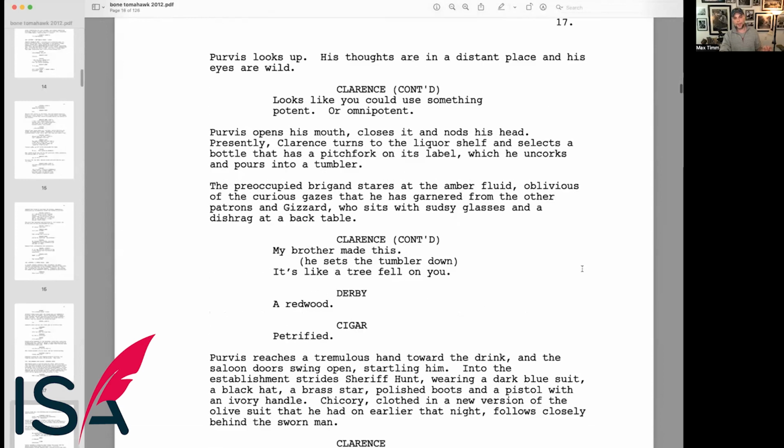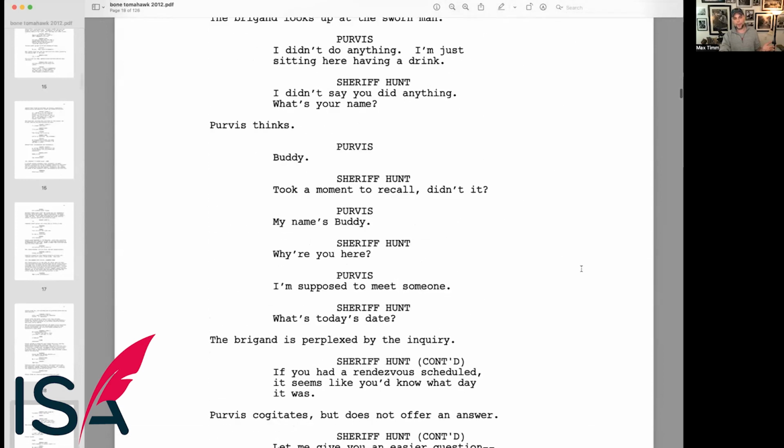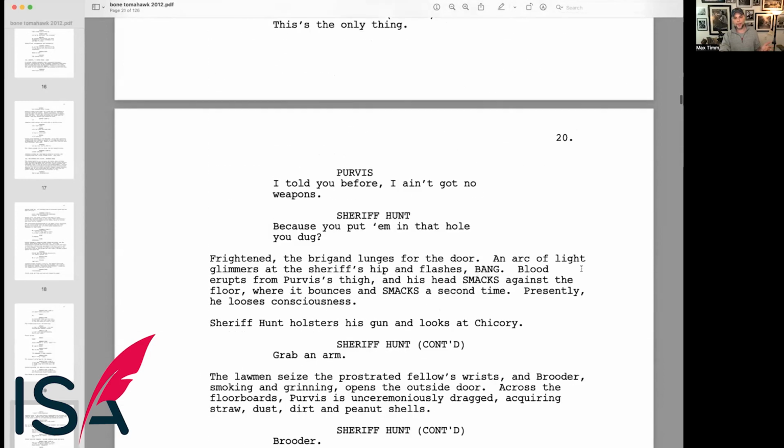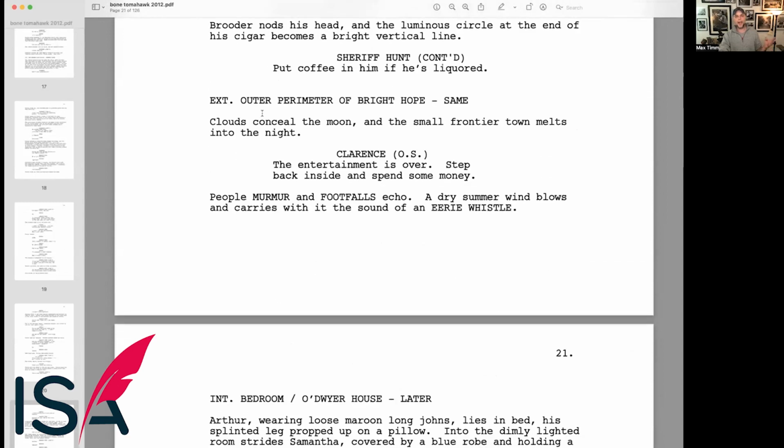Most of the time, his scene headings are really simple. It's just a reference to the basic location. Sorry if I'm making anybody dizzy. Outer perimeter of Bright Hope. So, clouds conceal the moon, the small frontier town melts into the night. Again, that's a very artistic way of presenting a location. From a writer that I have not read before, I would say, well, what does that mean exactly? I'm not sure. I would want a little bit more of a reference to some specifics.